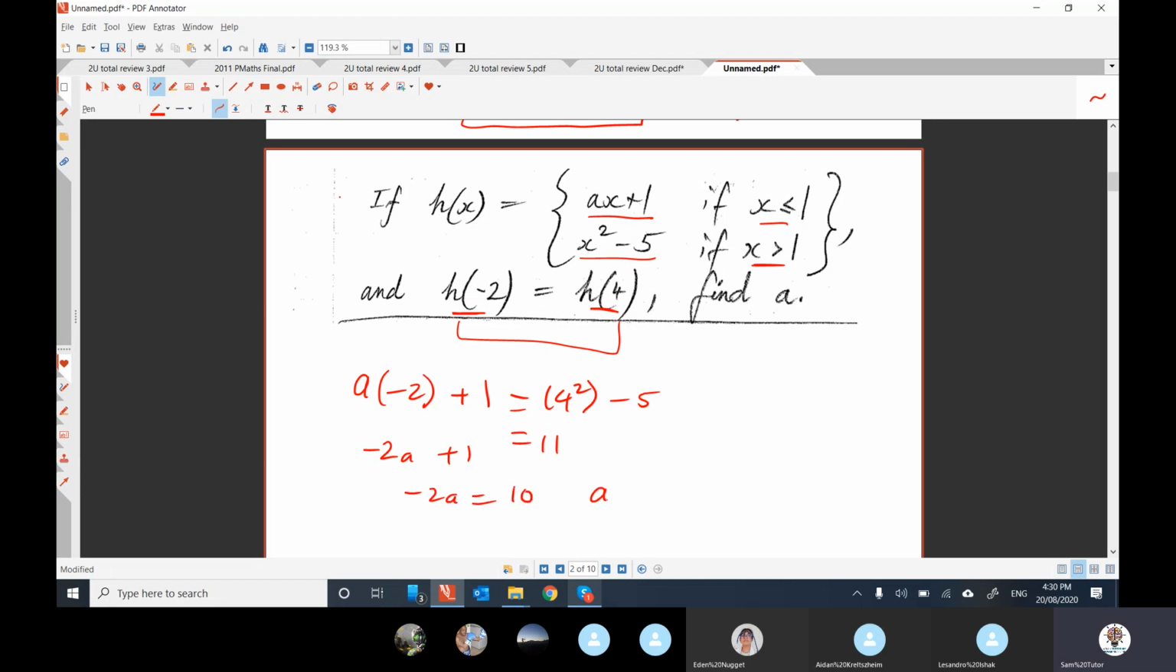Equals 10. A equals? -5. Why did you say that you felt like you did something wrong? I thought I did, then I checked and I didn't get it wrong. A equals -5. Eden, you must have made a mistake somewhere. Yeah, I didn't substitute the -2 or the 4. Okay. All right, fair enough. Yeah, you guys should know that by now, right?